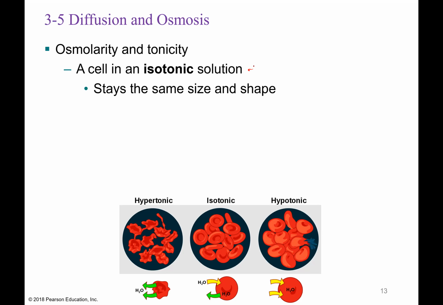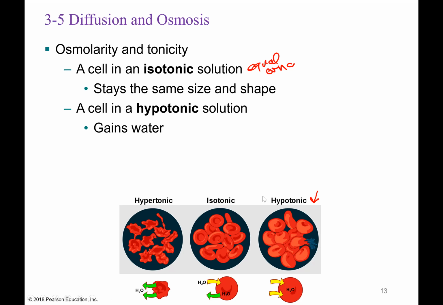So isotonic, let's put this here, equal concentrations. If you put a cell in a hypotonic solution, which would be this picture here, this is a hypotonic solution where the concentration of water on the outside is much higher than the concentration inside. And so you end up with a net flow of water into the cell, which causes the cell to swell.